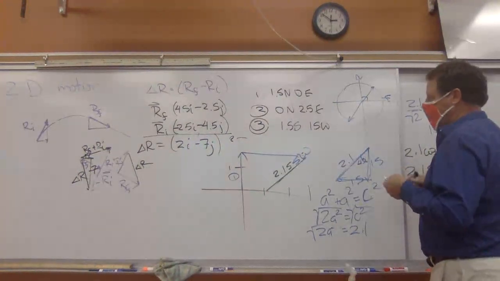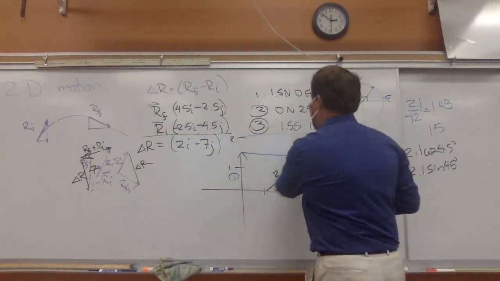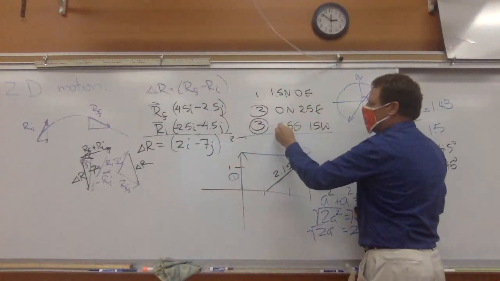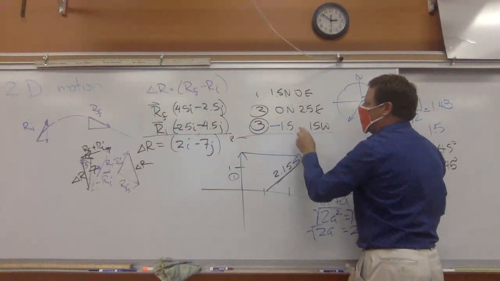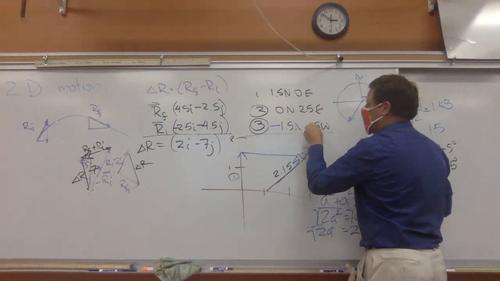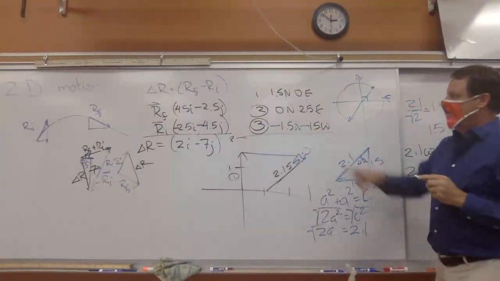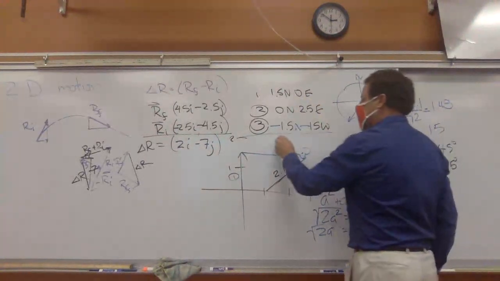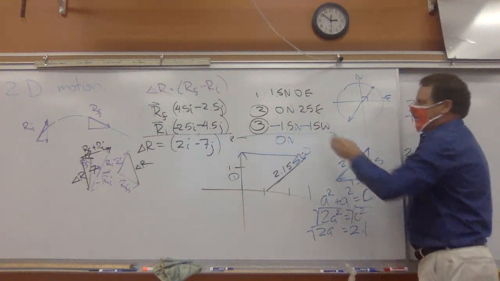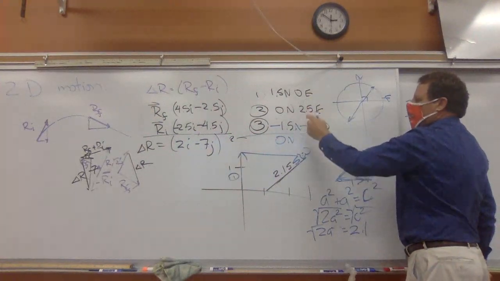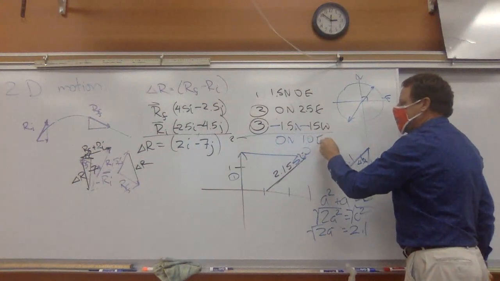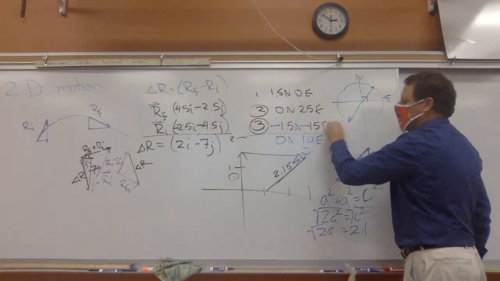All right, so now we add these together. Just to keep them the same, I'm going to put that negative back in there. Now we're going to have 1.5 minus 1.5, so that's going to be 0 north. And we're going to have 0 plus 2.5 minus 1.5, which is going to be 1.0 east.